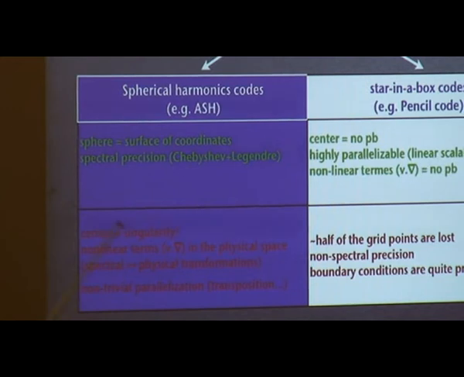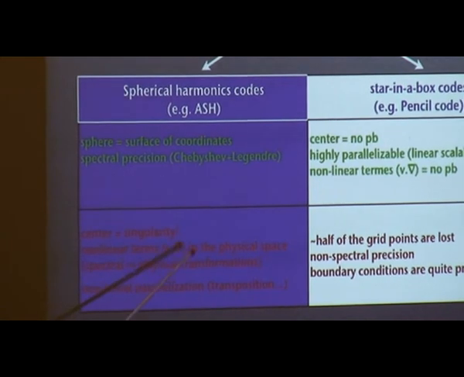The big problem with these methods is that the center is a singularity. The center of the domain remains a singularity. Not the axis, because the spherical harmonics are a normal function for the axis. The basis is regular, but the center remains singular.